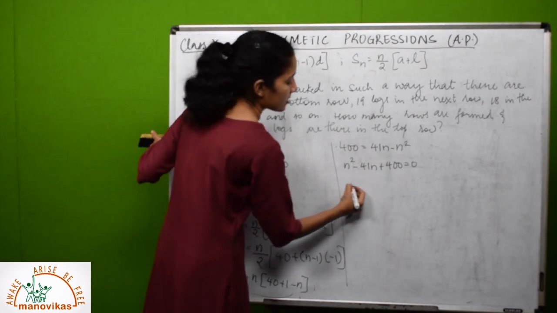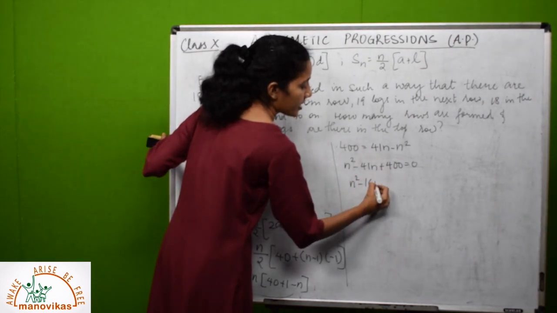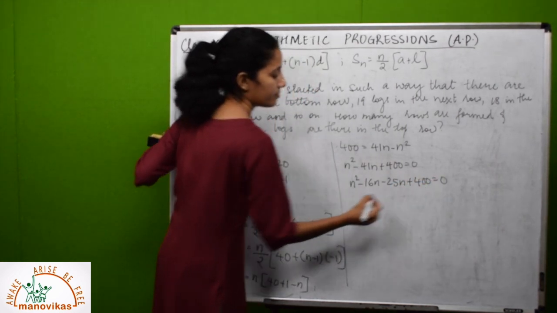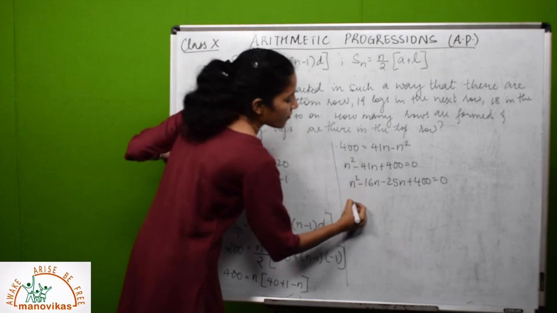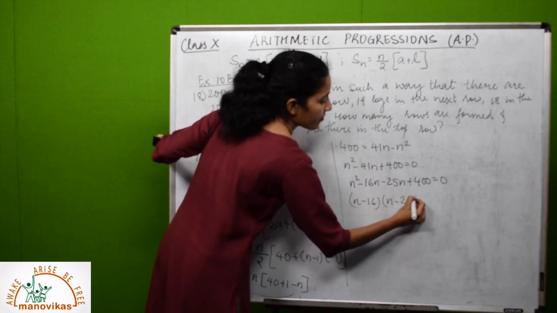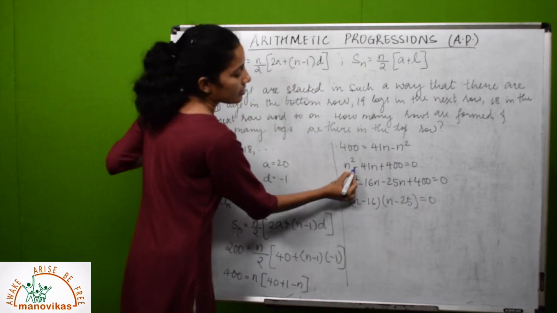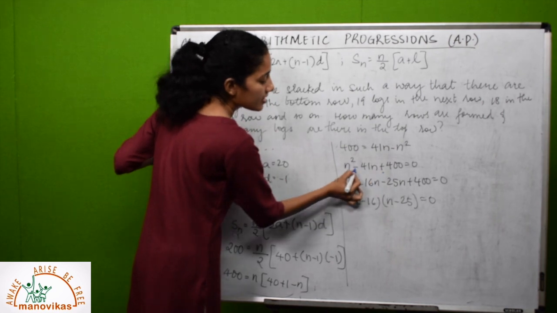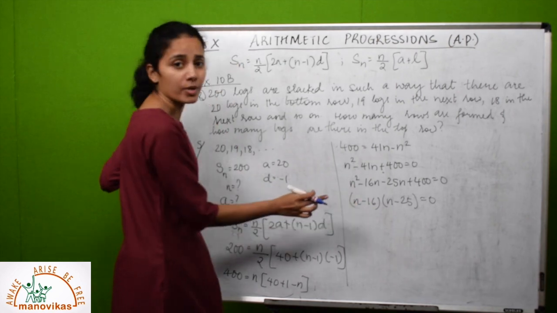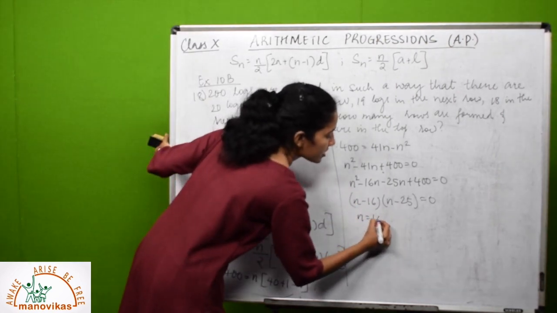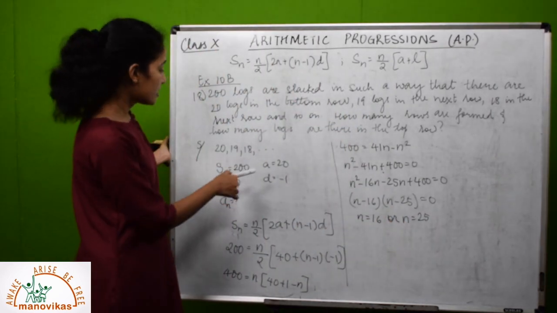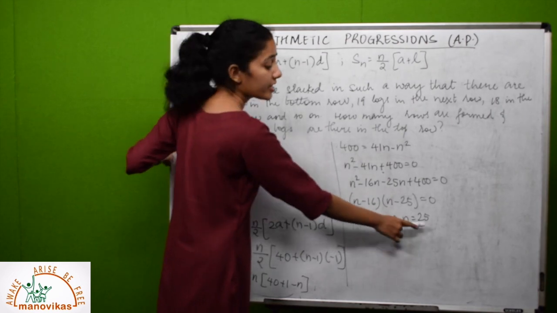Those factors are none other than 16n and 25n. So therefore I will have n minus 16 and n minus 25 equal to 0. When there is a positive sign here, this negative sign goes to both the factors. I have skipped one step and directly written the final one. So therefore here n is equal to 16 or n is equal to 25. So it means there are either 16 rows or there are 25 rows.